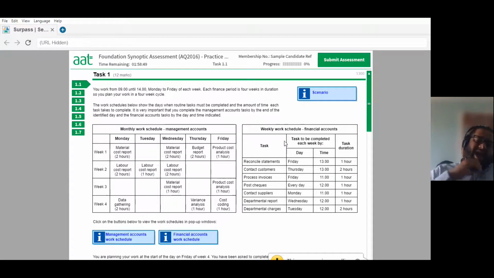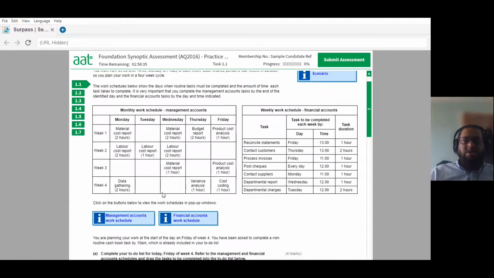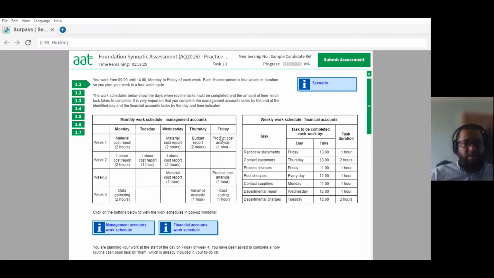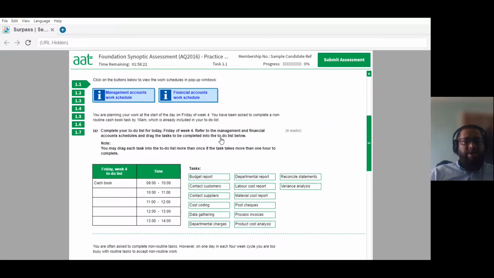What you can establish is that these tasks, because they have a deadline, need to be prioritized. We need to make sure your tasks get done on time, and then you can move on to any additional work you have available that day. So, on the 4-week cycle, the work schedule below shows the days when the routine tasks must be completed and the amount of time each task takes. Let's go down here and check.